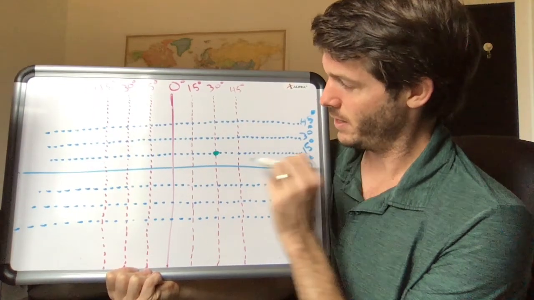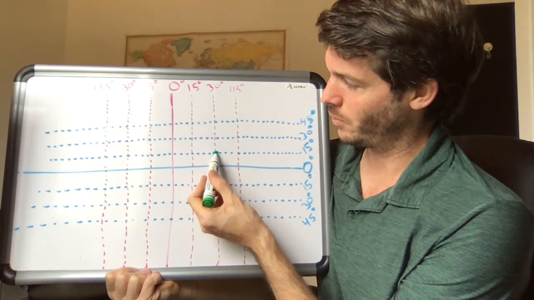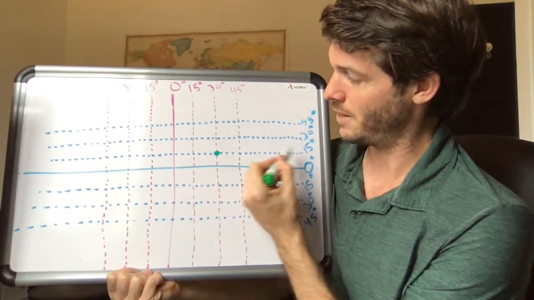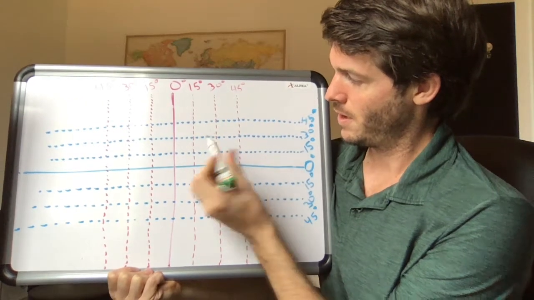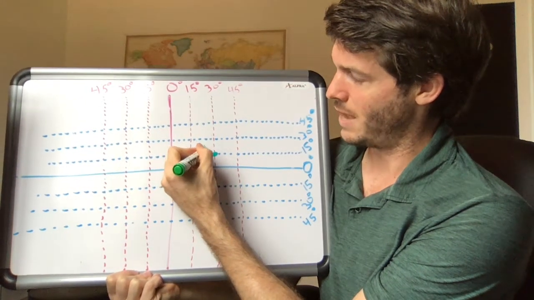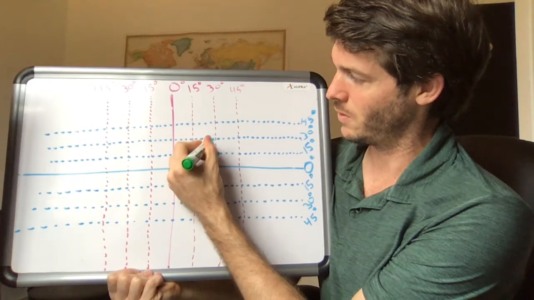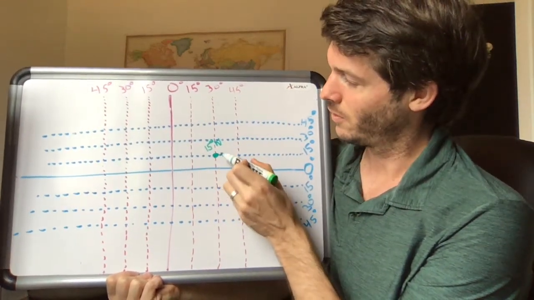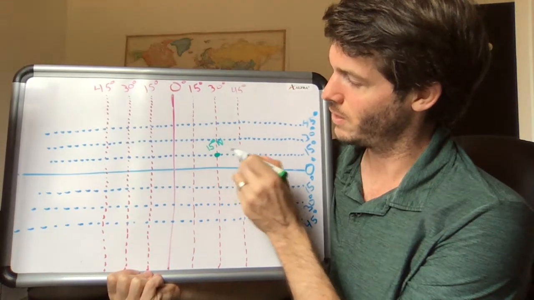We're at 0 degrees. We can see this green dot is on the 15 degree latitude point. So we know that this green dot's coordinates start with 15 degrees north. I write N for north. Right, so this point is 15 degrees north of the equator.